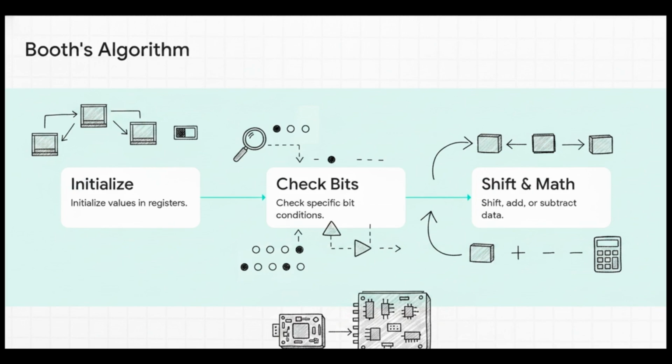Step 1, the system initializes the values in its registers. Step 2, it checks the specific bit conditions of the numbers being multiplied. And Step 3, based on those bits, it intelligently decides whether to shift the data, add, or subtract. By looping through these steps, Booth's algorithm elegantly handles binary multiplication, especially when dealing with negative numbers, using far fewer hardware resources than a brute force approach. It's just really smart, iterative arithmetic.